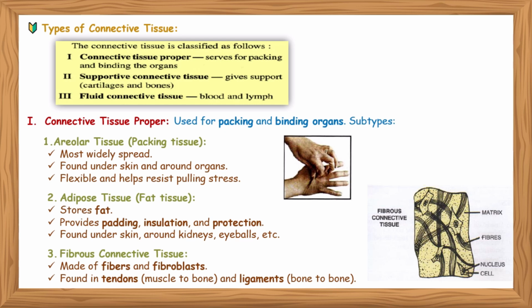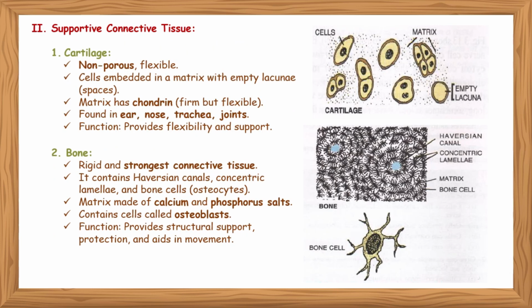The fibrous connective tissue is made up of fibers and fibroblasts. They are found in tendons, that is the connection between muscle and bone, and the ligaments, that is the connection between two bones. Supportive connective tissue, cartilage, is basically non-porous and flexible, with cells embedded in a matrix with empty lacunae or spaces. Their matrix has chondrin protein, which is firm but flexible. They are found in the ear, nose, trachea and joints. It provides flexibility and support as its function.